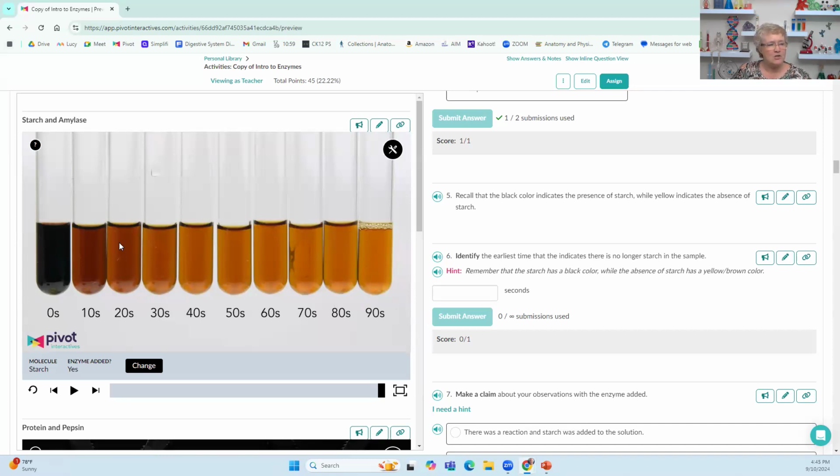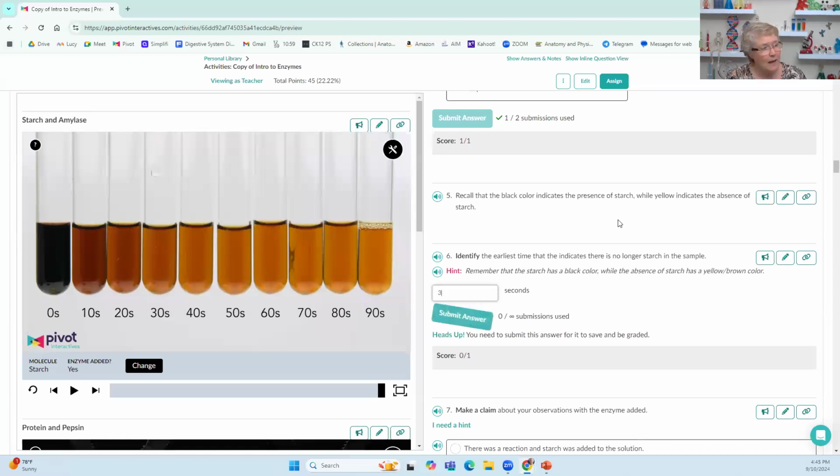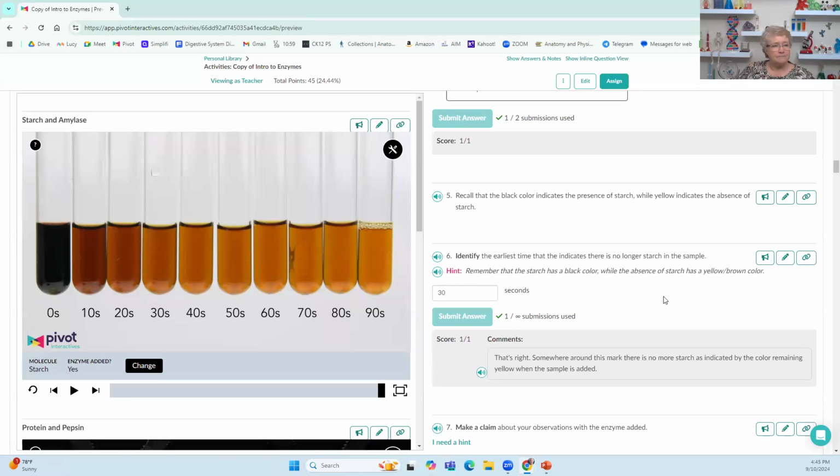There's definitely still starch here. A little bit there, probably in the 30 to 40. So let's say 40. Let's say 30 and see what happens. Let's say 30 because 30 is close. Okay, that's right. Somewhere around this mark, there's no more starch, as indicated by the color remaining yellow when the sample is added. It would give me the same answer for 40, because these two are where we start seeing the change happening. Beyond here, it just maintains the same.